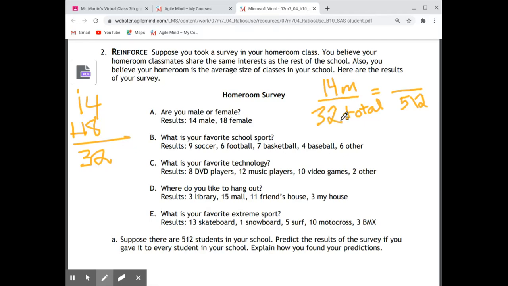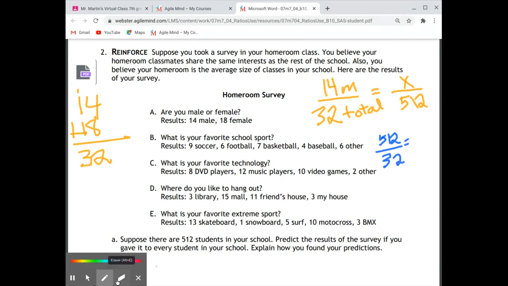And so you'll notice that we've set up a proportion just like we did a while ago. So what would I do to determine the scale factor so that I can figure out about how many students are in the entire school that are males? What would I have to do? 512 divided by 32. Good deal. So we're going to do 512 divided by 32.